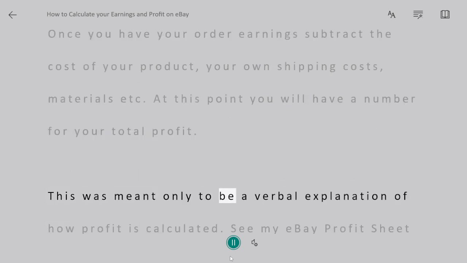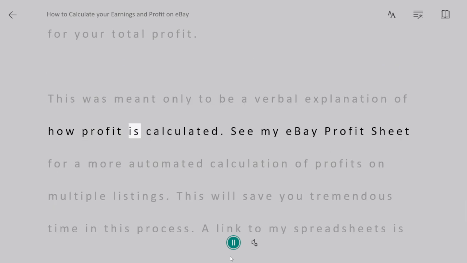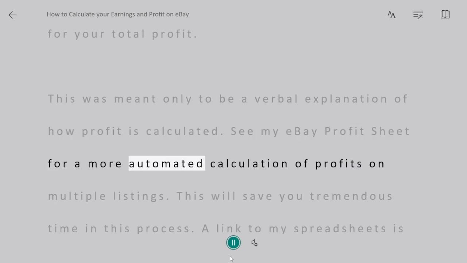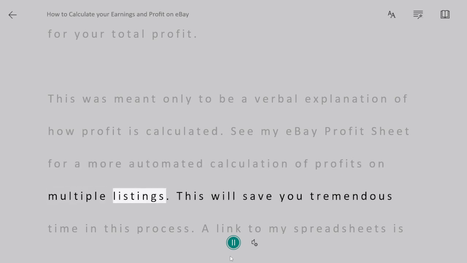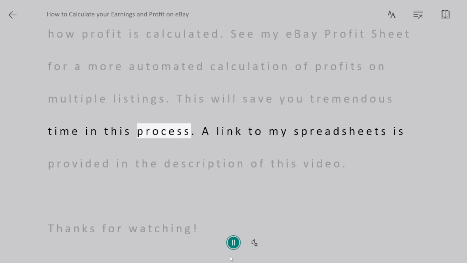This was meant only to be a verbal explanation of how profit is calculated. See my eBay profit sheet for a more automated calculation of profits on multiple listings. This will save you tremendous time in this process.